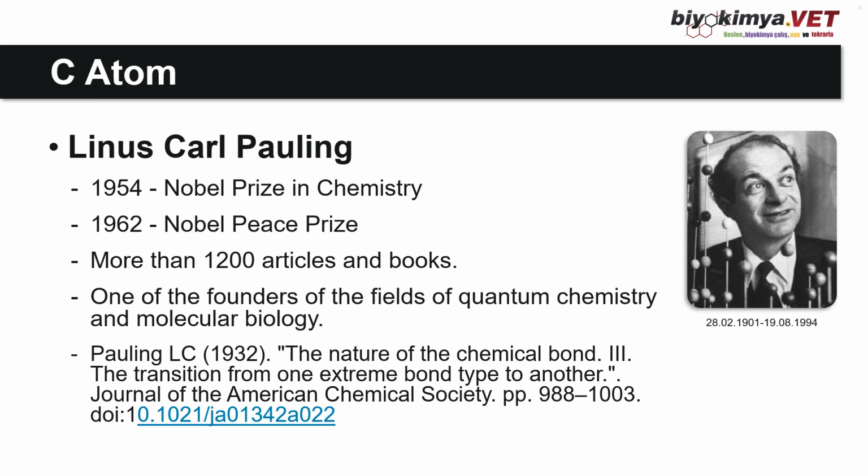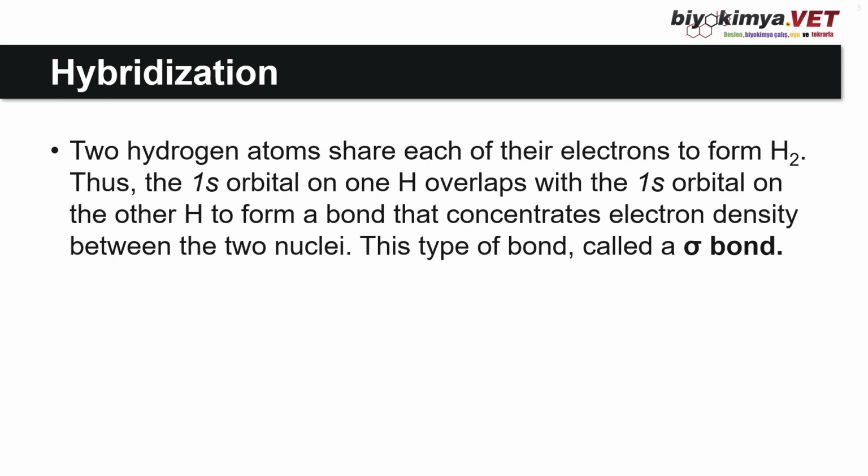And here is one of the notable articles published by Pauling in 1932, The Nature of the Chemical Bond: Transition from One Extreme Bond Type to Another, published in the Journal of the American Chemical Society. Yes, after brief information about the father of the carbon atom, it's time to start hybridization. We can say Linus Pauling is the father of hybridization.